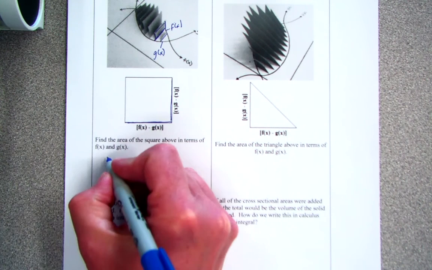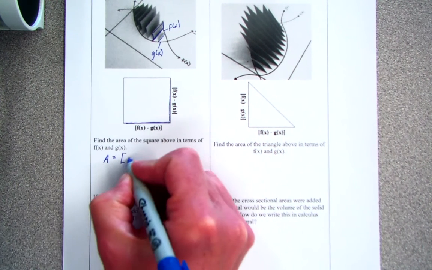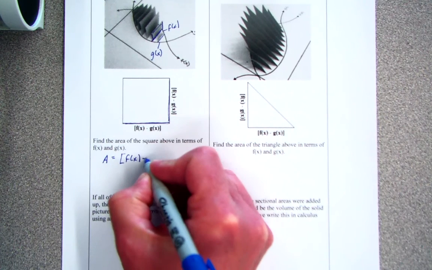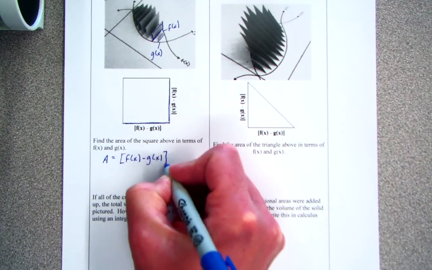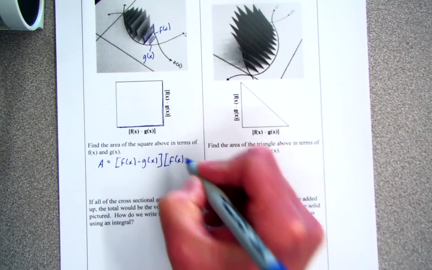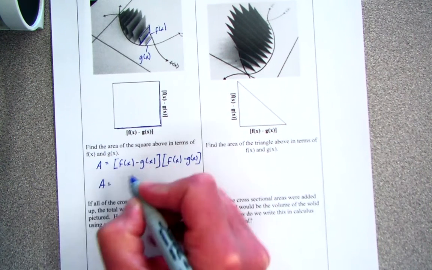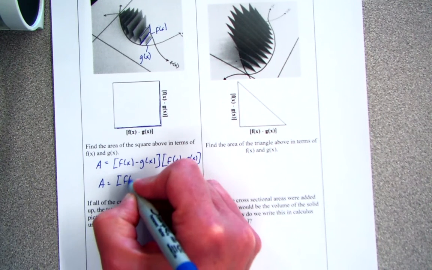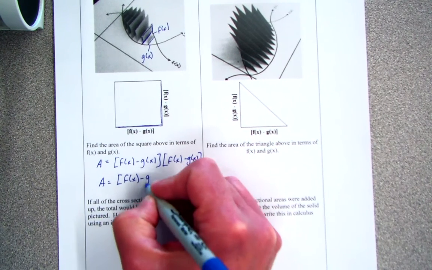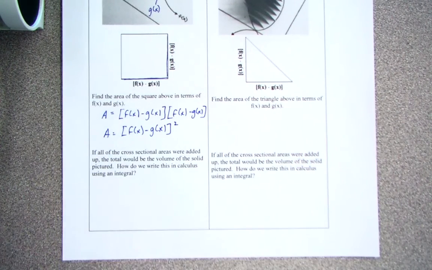So to find the area of a square, area equals the base, which would be the subtraction or the difference between the two functions, times the height, which is also the same because, again, it's a square. So really the area then is f of x minus g of x, and you're going to square that because you have both dimensions the same.